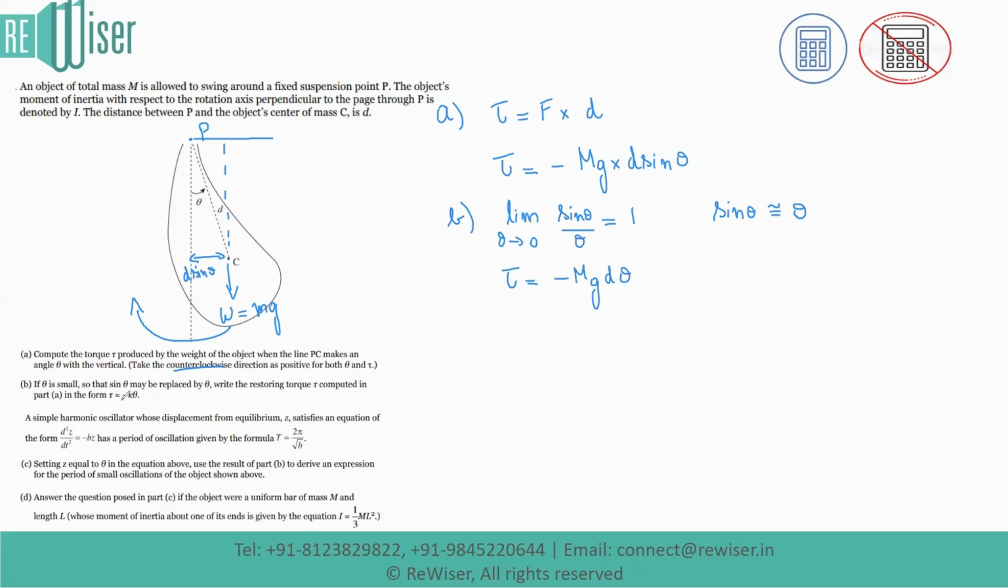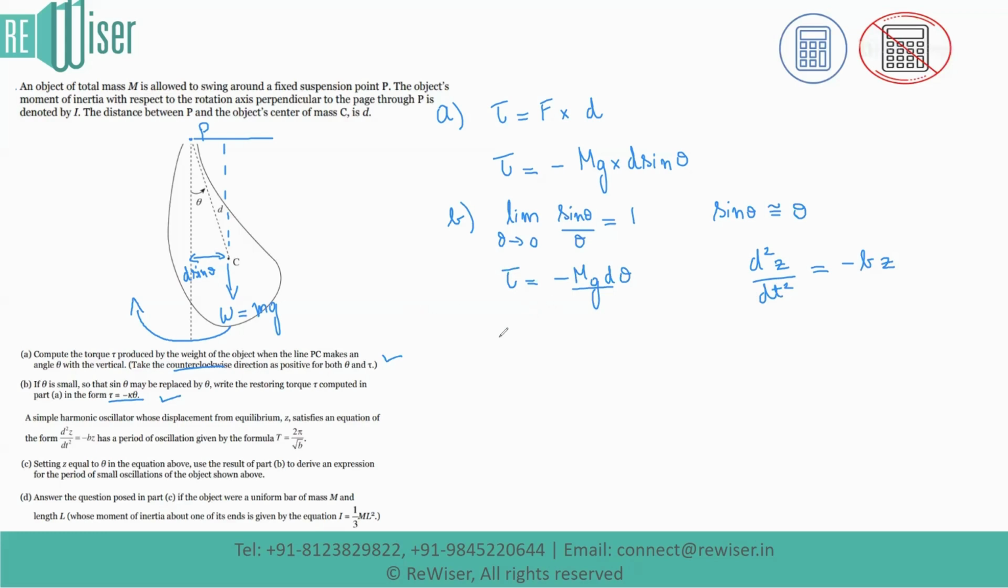Now, they say that torque is minus k theta. Here I get the constant k as mgd. So this part is done. Moving on to the remaining part of the question, they say I have to bring the equations to the form d square z by dt square is equivalent to minus bz, and use that value of b to find the time period.